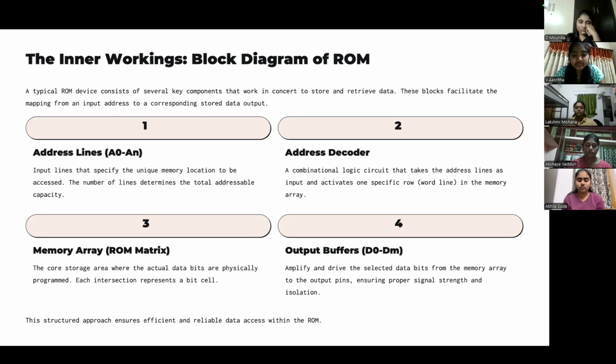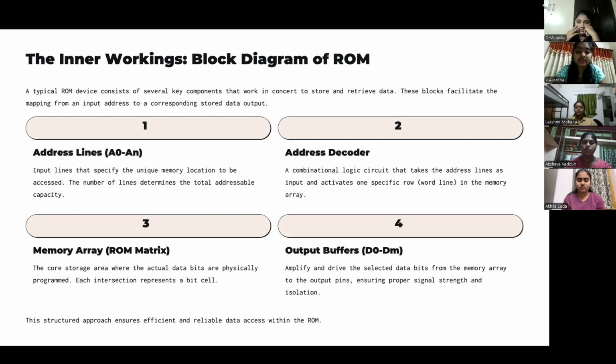The second block is the address decoder. This decoder receives the address lines and activates exactly one specific row, also called the word line, in the memory array. The third block is the memory array, also known as the ROM matrix. This is the actual storage section where data bits are permanently programmed. Each intersection of a row and column forms a bit cell.